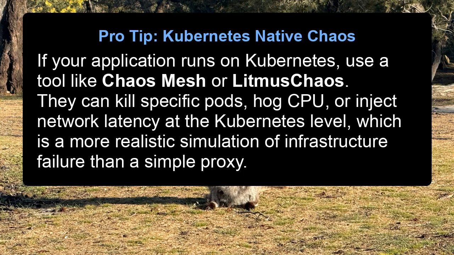Pro tip: Kubernetes native chaos. If your application runs on Kubernetes, use a tool like Chaos Mesh or Litmus Chaos. They can kill specific pods, hog CPU, or inject network latency at the Kubernetes level, which is a more realistic simulation of infrastructure failure than a simple proxy.